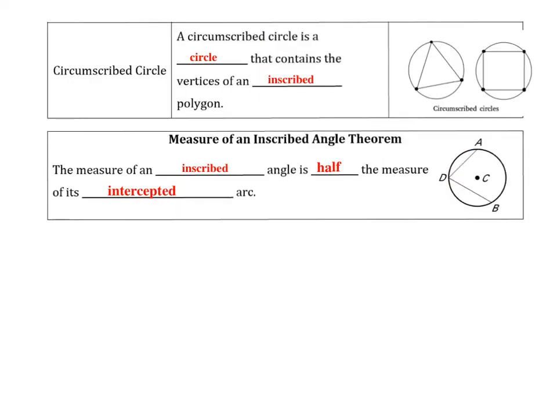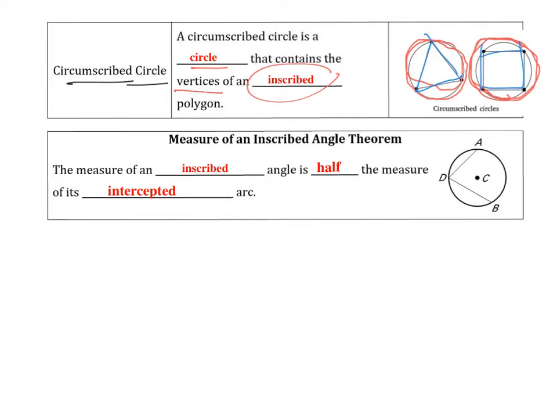The last term from this section is a circumscribed circle. So it definitely relates to an inscribed polygon, but for a circumscribed circle, instead of talking about the polygon inside my figure here, this triangle or square, what I'm referring to is actually the circle that goes around that figure. So here's the circumscribed circle, if I can trace it a little bit neater. All right, so it's just pretty much a circle that contains all the vertices of the inscribed polygon. So you have the circumscribed circle in red, and then the inscribed polygon in blue inside the circle.